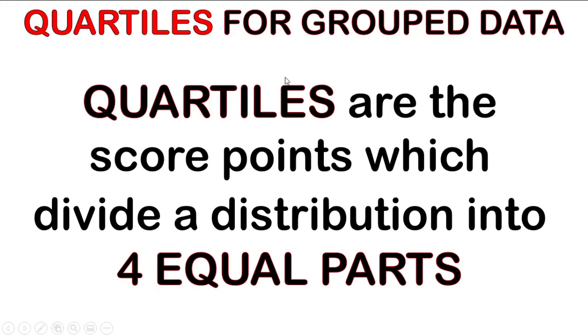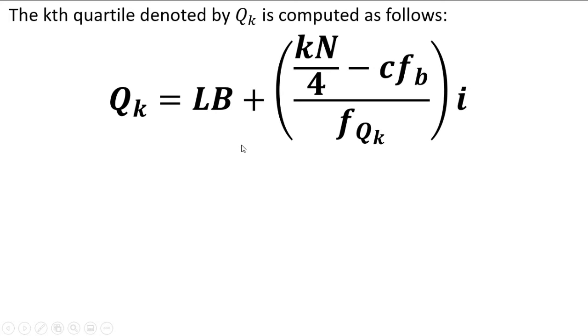We have quartiles. For quartiles, these are the score points which divide the distribution into 4 equal parts. Again, 4 equal parts, that is quartiles. Now, the unknown quartile, denoted by Q sub k, is computed as follows. The unknown quartile is equal to the lower boundary plus the quantity of the unknown quartile multiplied by the total frequency divided by 4 minus the cumulative frequency before the quartile class, over the frequency of the unknown quartile class, multiplied by the class interval.